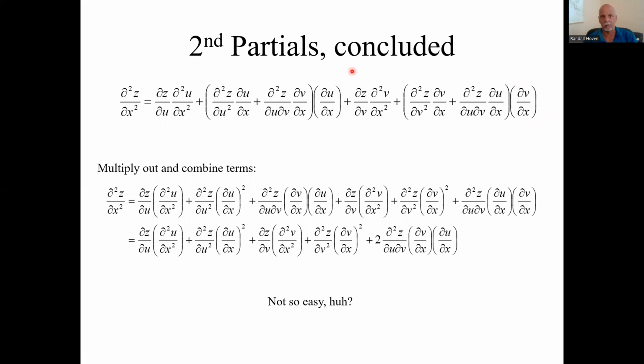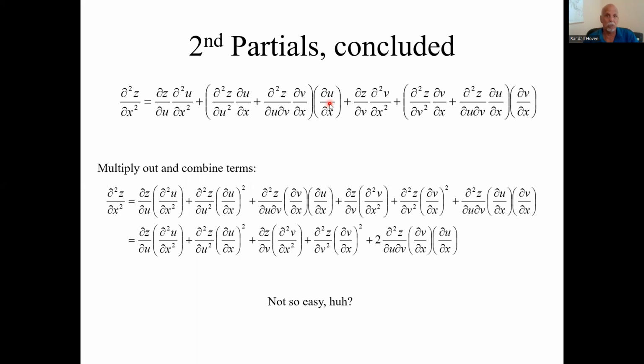Here's where we left off. We can start multiplying out and combining terms and simplifying, but we're done with the chain rule. We're actually done taking partial derivatives. We're just going to simplify. Everything here is a term. There are no more operations to be done. We already took the derivatives.